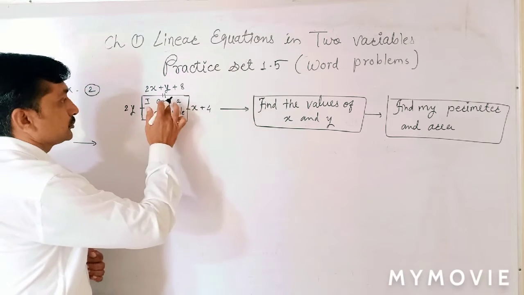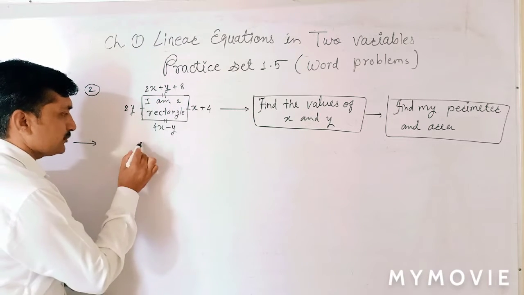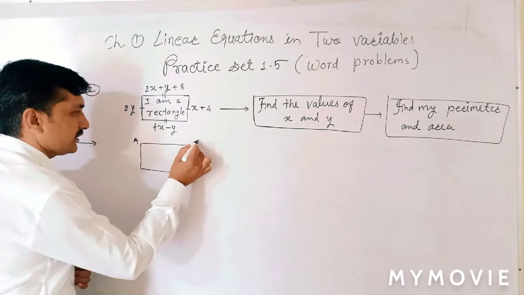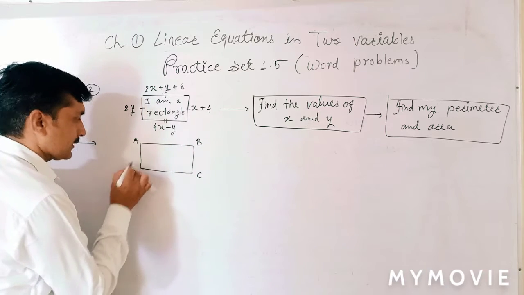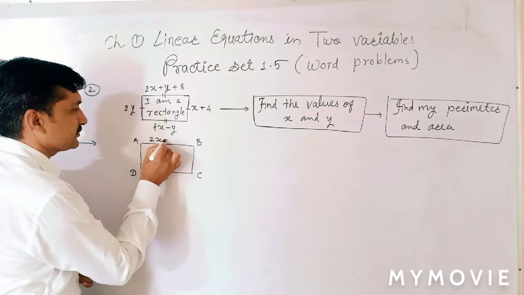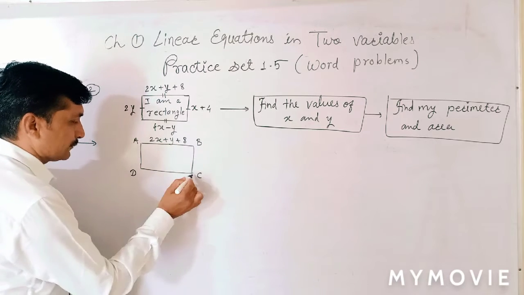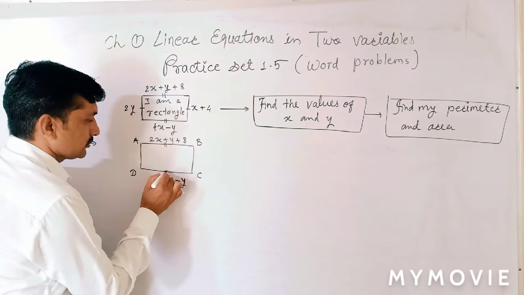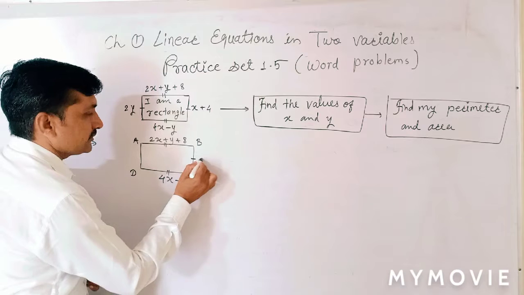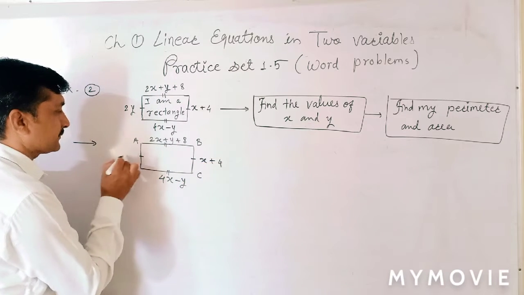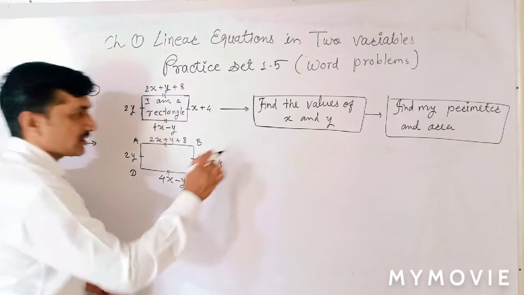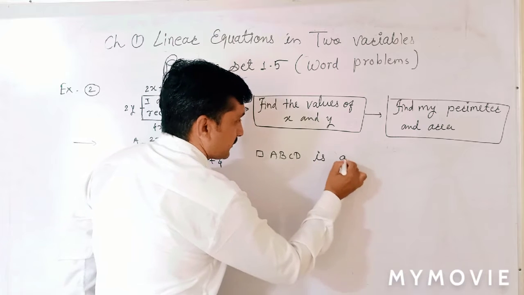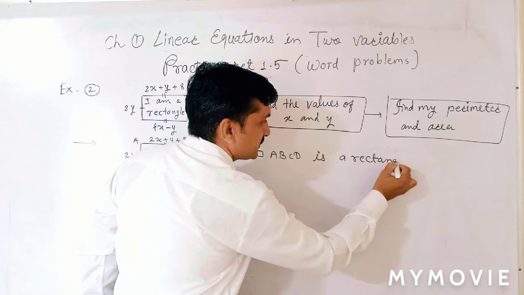Now let's start. In the solution, I draw the figure again. For our convenience, I give it the name ABCD. The length of AB is given there, 2x plus y plus 8. Opposite of this is CD, 4x minus y. Here is x plus 4 and its opposite is 2y, AD. Quadrilateral ABCD is a rectangle, as given in the example.